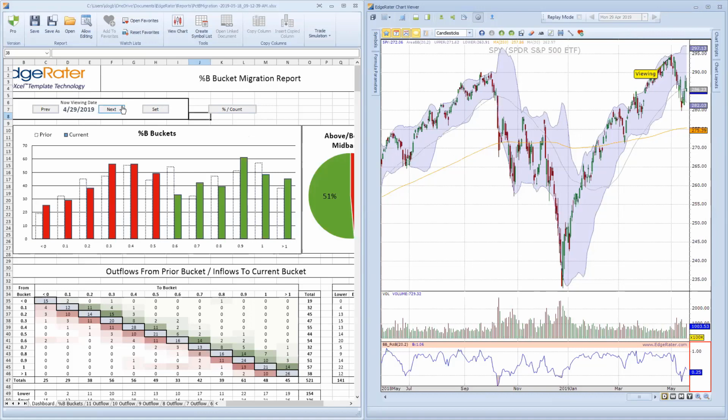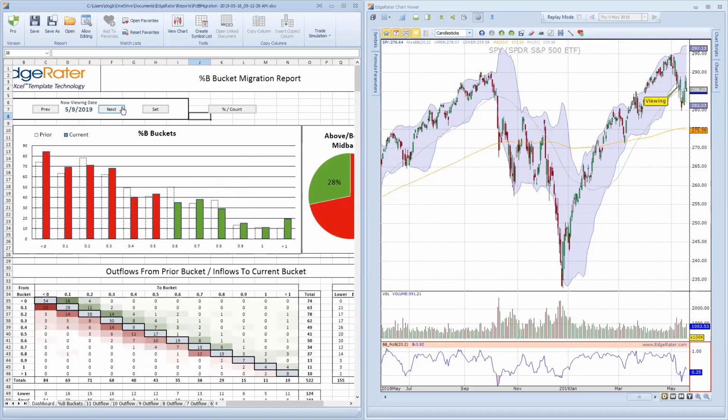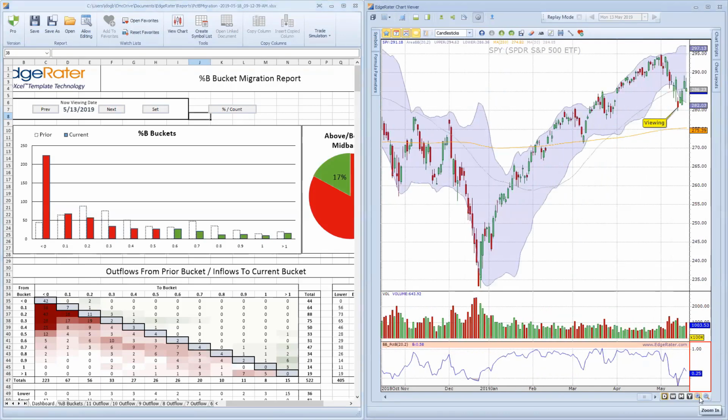And now we've entered into this retrace over here. Stocks are moving back into the lower parts of the Bollinger Bands. We had an extreme day on Monday, the 13th. That was Monday, right? That was this past Monday, Monday the 13th.